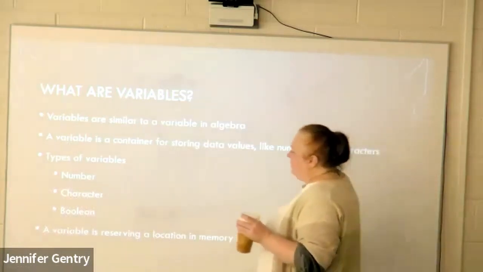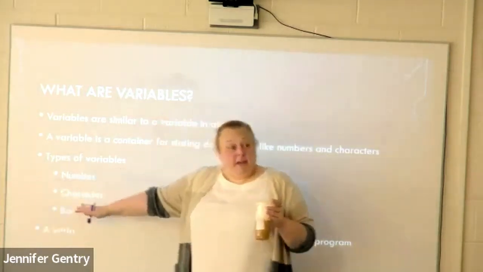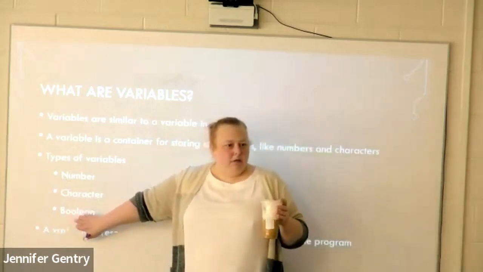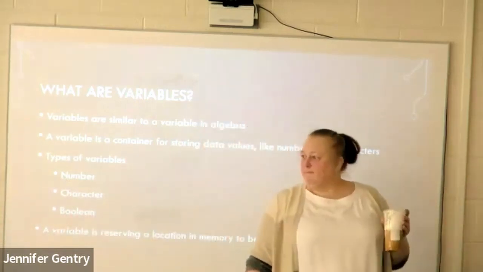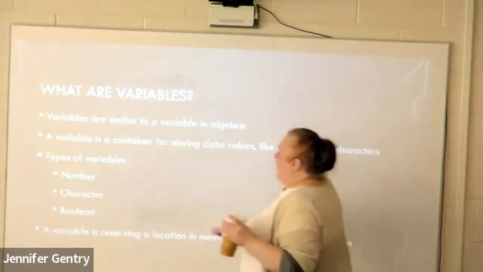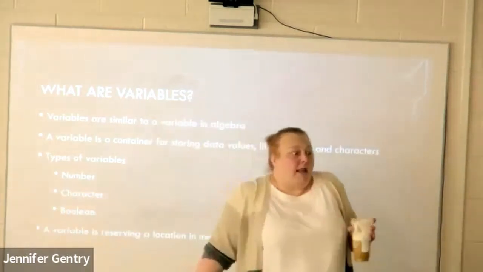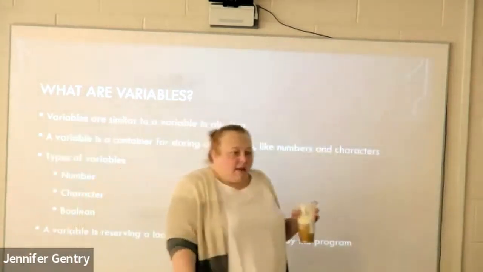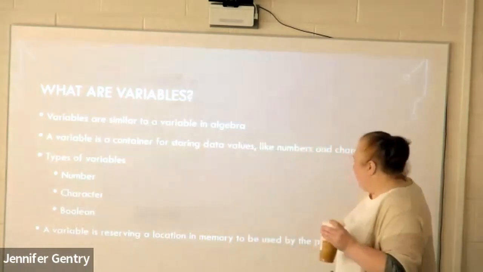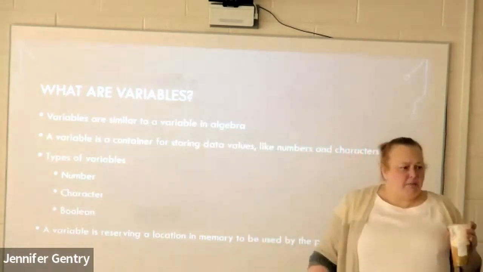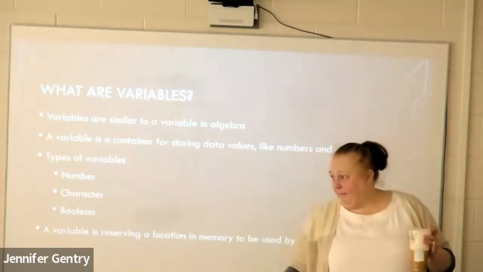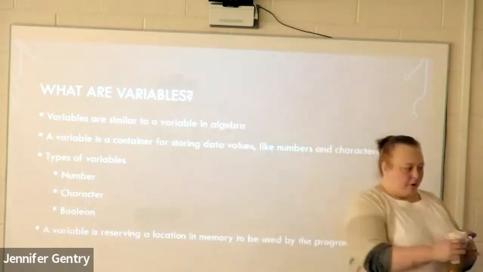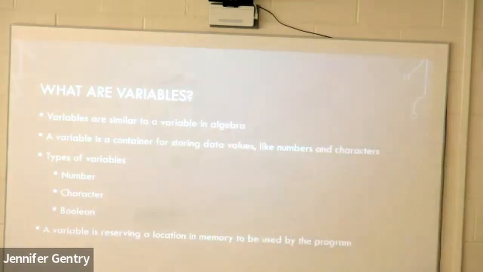Types of variables. You can have numbers. You can have characters. You can have a Boolean. Do you know what a Boolean is? True and false. Yeah, true and false. Okay. But I can have a character, so I can have a variable called name. Okay. And it could be equal to Carolina University. It's character, right? A variable reserves a location in memory to be used later on in the program. Okay. Biggest difference between algebra and programming. Okay. But the concept's the same.